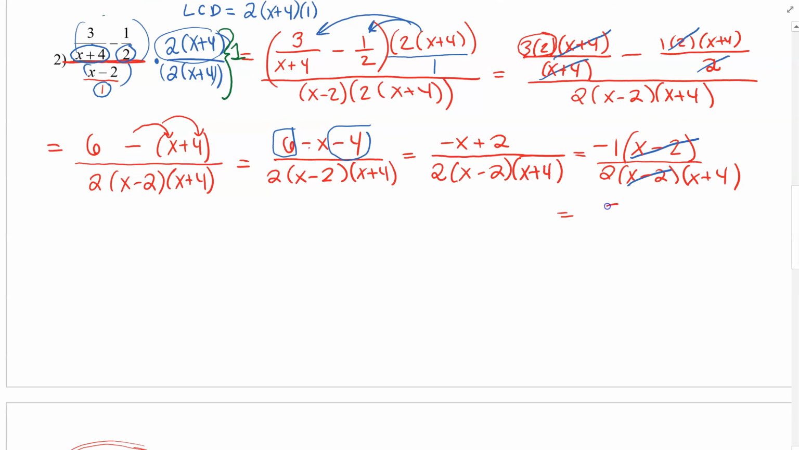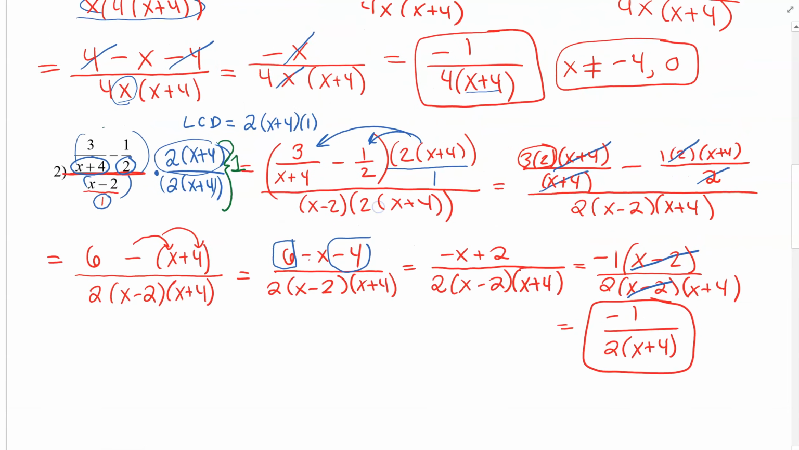And then I'm just left with negative 1 on the numerator, and then 2 times x plus 4 in the denominator. And so that's my final answer, right? Much simpler version than what it was before, right? It's much simpler than that.